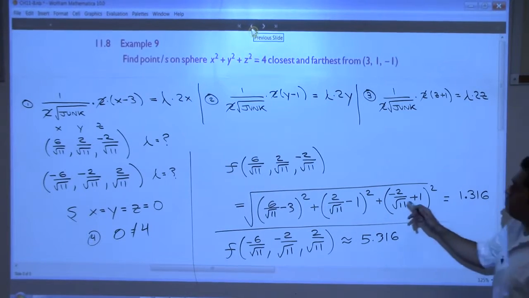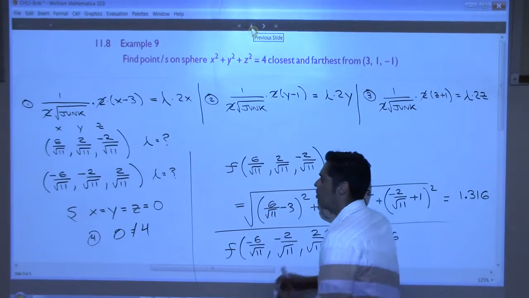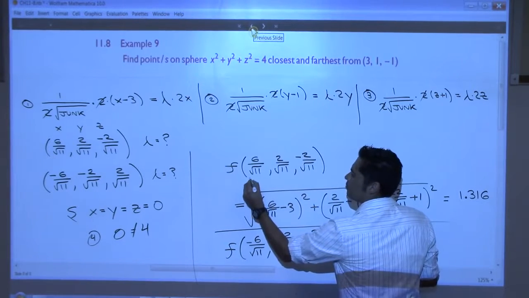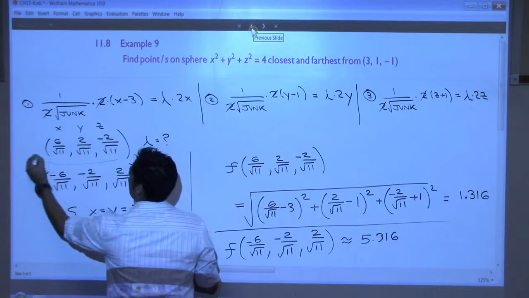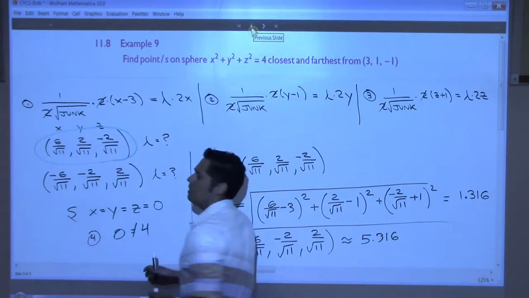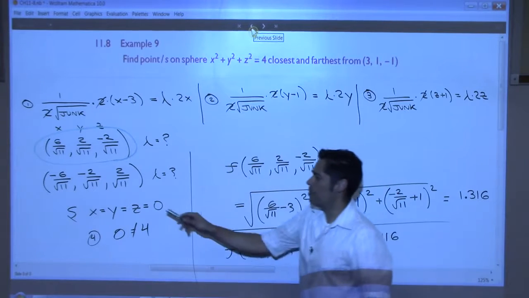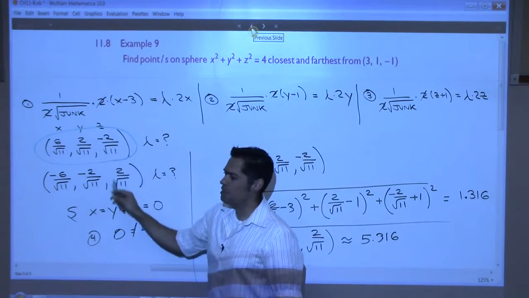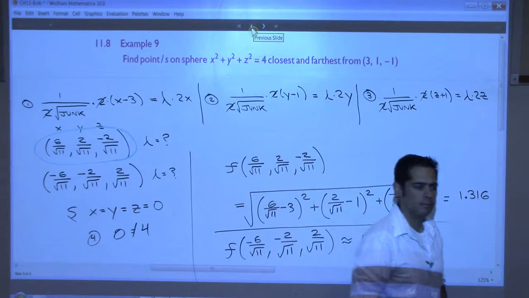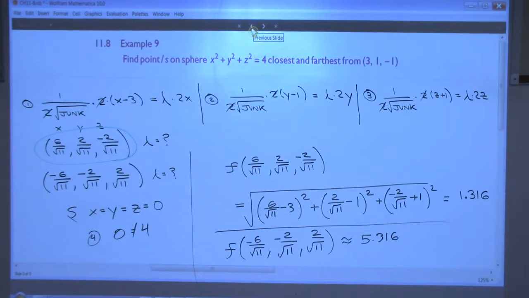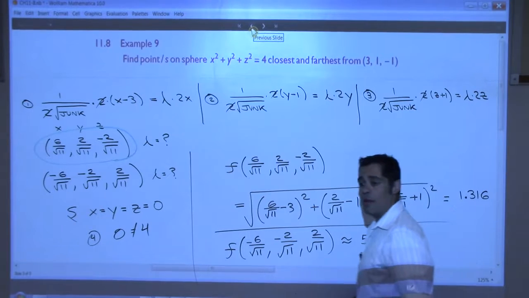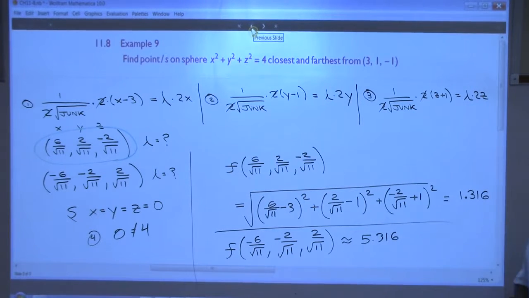So this point right here, well, I should say this one, this one right here is closest, isn't it? And this one right here is furthest away. And both of these points live on your sphere. Got it? I can't think of another way you would do that problem without Lagrange multipliers at this point in this class. Like, that's all you've got.